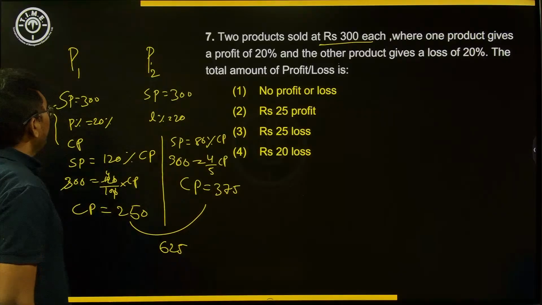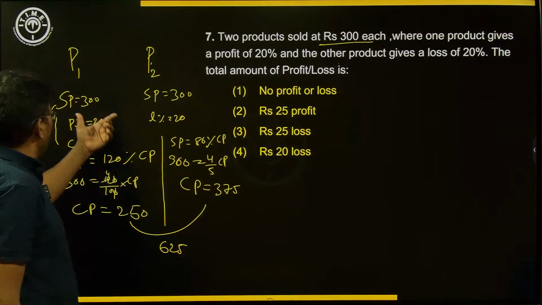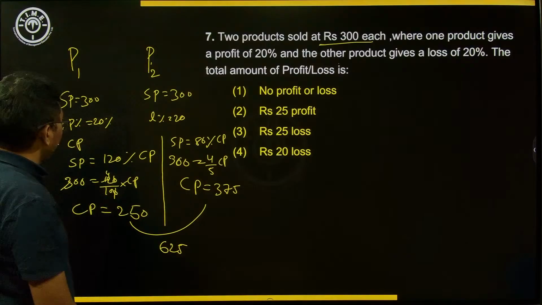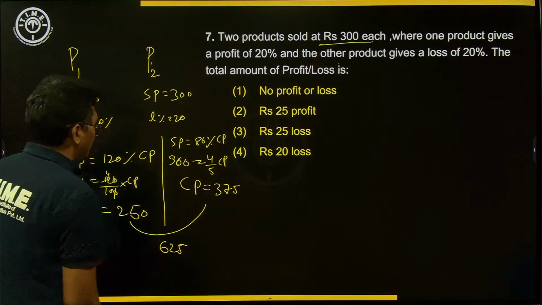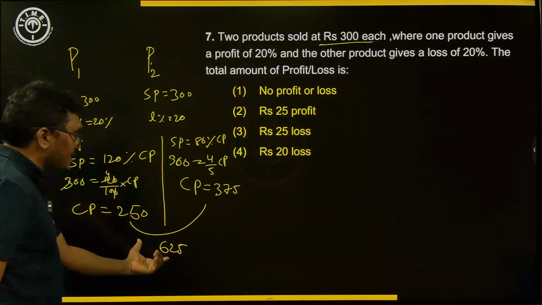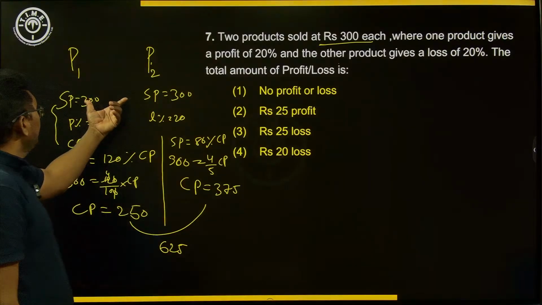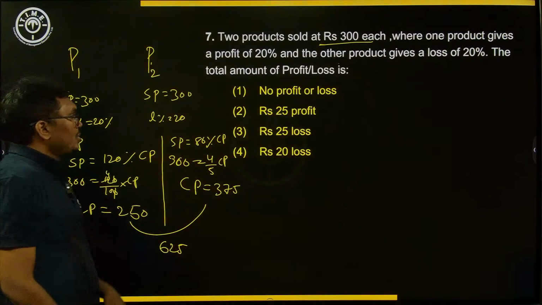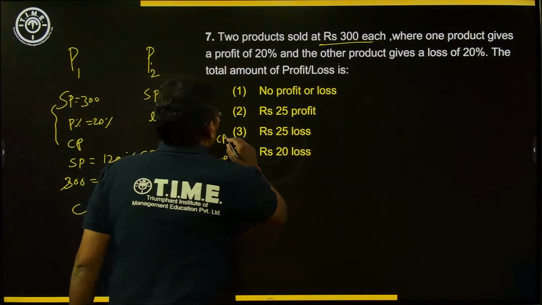So what is the profit? So cost price is 625, right? Selling price is 600, that means we are getting 25 rupees loss, right? So choice 3.